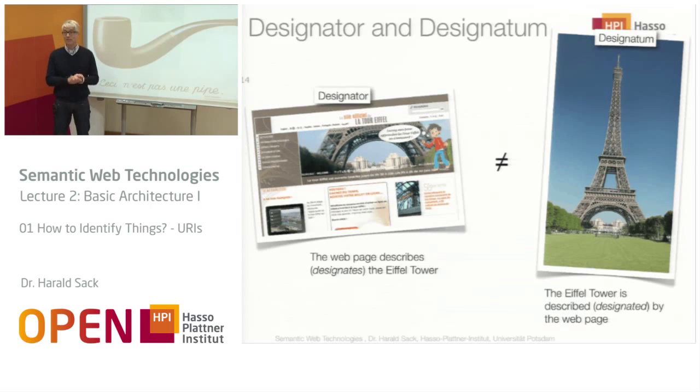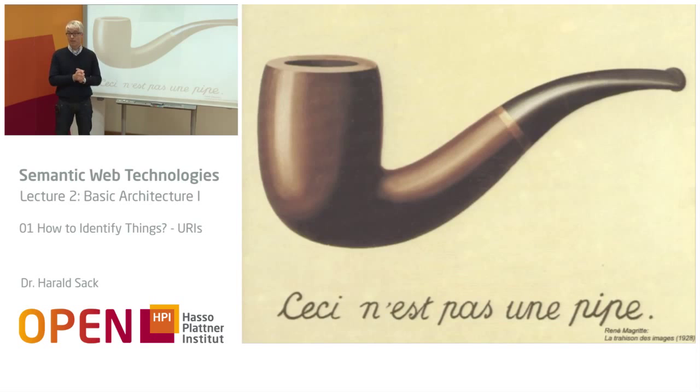So maybe you have seen this famous painting from René Magritte called La trahison des images. It means, ceci n'est pas une pipe. This is not a pipe. Of course, this is not a pipe. This is simply a picture of a pipe. It's the presentation or representation of an object.